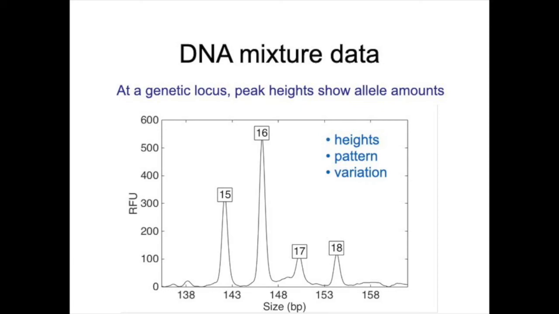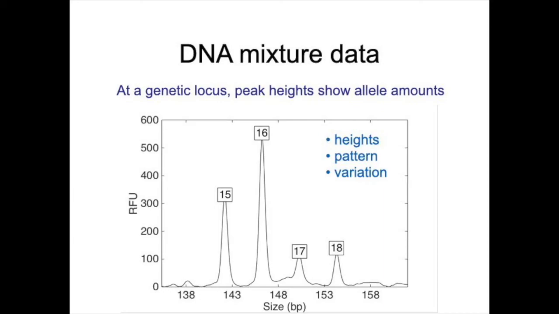And this is what the data looks like. It's a bunch of signals that have been collected from the amplified alleles. Peak heights, whether it's 300 high at 15 or 600 high at 16, is showing us how much has been amplified of each allele. So that peak height information is very important if you're looking to see how much of each person's present to analyze the data.